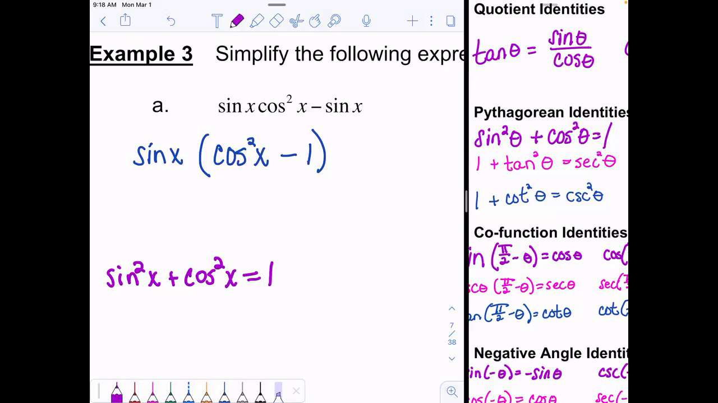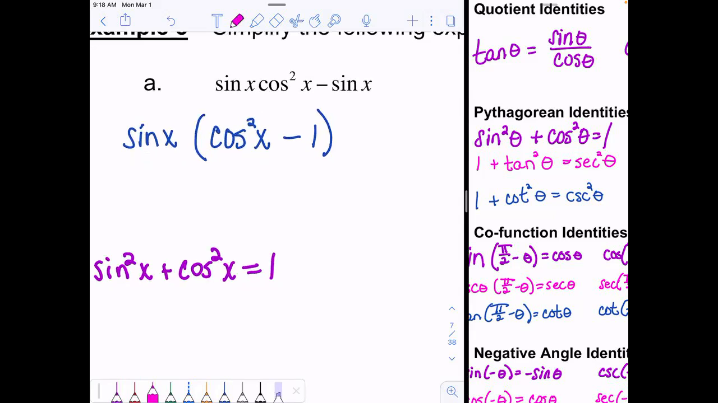So how could I take this and make it cosine squared minus 1? So think algebraically, Jack. Yeah, so let's take the sine squared x to the other side. So we're going to subtract sine squared. And we're going to subtract 1. So we're going to do a little rearranging. So now my identity says cosine squared x minus 1 is equal to negative sine squared. An identity can be rearranged. It's the same identity, we just flipped some terms.